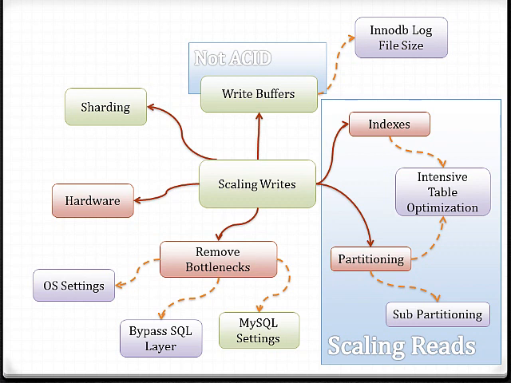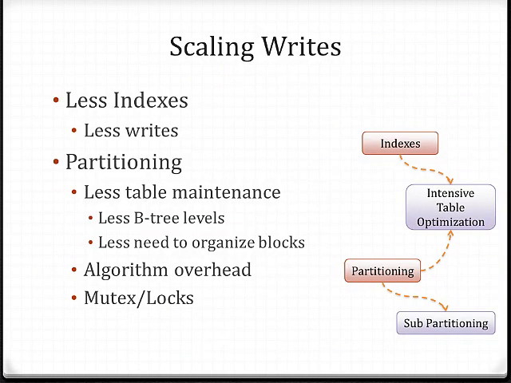Okay. So scaling writes I talked about. So again, if you have fewer indexes, it writes faster. If you have partitioning, it may write faster. Write buffers we've talked about. Sharding we haven't talked about. So basically we have removed bottlenecks. So remove bottlenecks and hardware. So again, fewer indexes, less partitioning, blah blah.